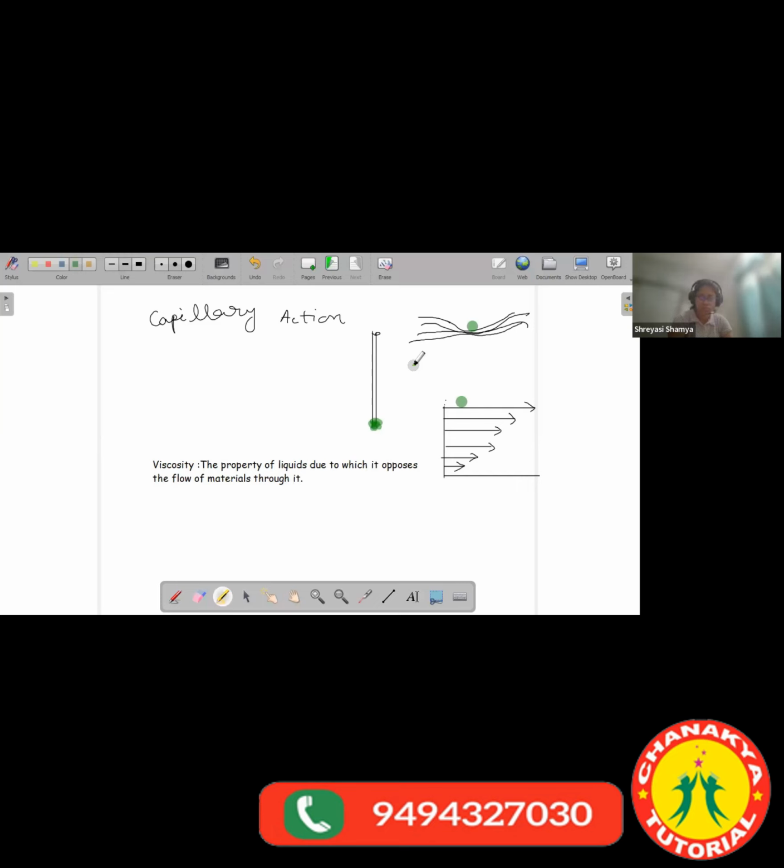Okay. So with the liquids today we have done these two important phenomena, surface tension and viscosity. We'll see some more diagrams which explain viscosity.